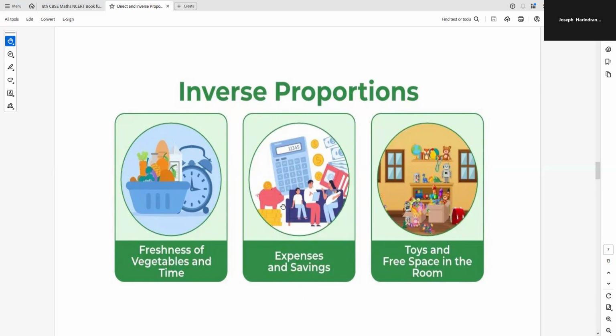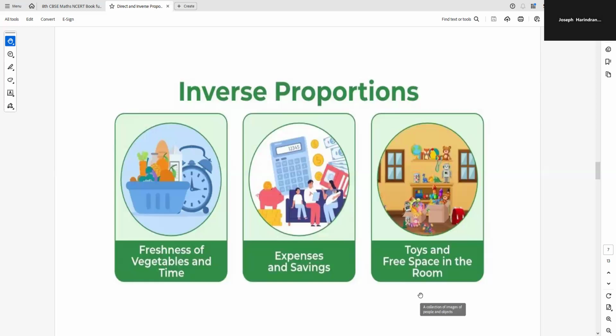So we buy more things, we spend more money, the expenses increase, but your savings will get reduced for a particular income. Toys and free space in a room: as the toys, or more articles, are dumped in a room, your free space will get reduced. The more articles in the room, the less free space in the room. One quantity is increasing, the other quantity is decreasing.